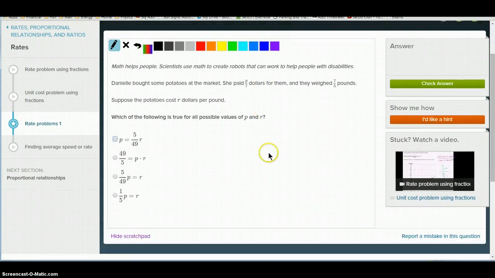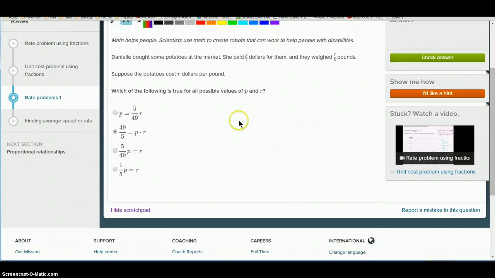Okay, this is the last one here. Danielle bought some potatoes at the market. She paid P over $7 for them, and they weighed 7 over 5 pounds. Suppose the potatoes cost R dollars per pound. Which of the following is true for all of the possible values?